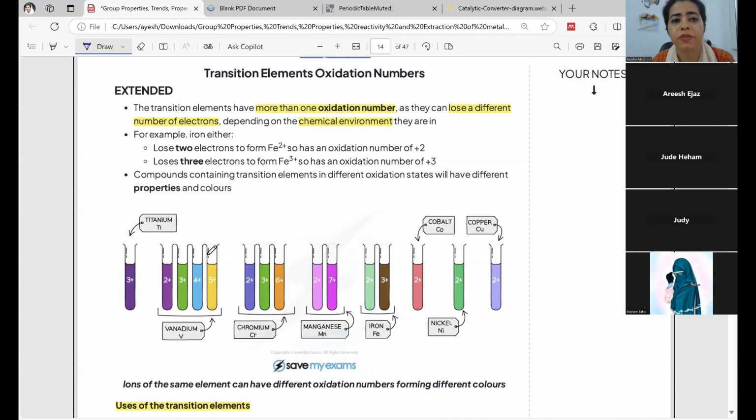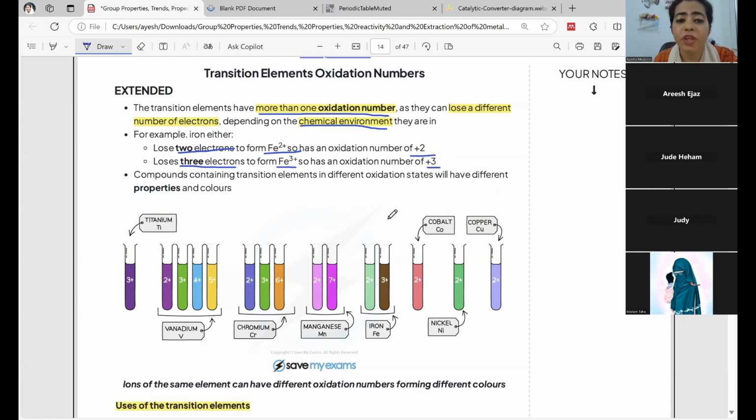So here is a little explanation of the oxidation state: more than one oxidation number. They can lose a different number of electrons depending on their environment. Environment means the other reactant. If iron is in one type of reactant, it will lose 2 electrons and make +2, meaning the oxidation number is +2. If it can lose 3 electrons, maybe there is another reactant helping the iron to lose 3 electrons, then it will get the +3 charge, so the oxidation number is now +3. So iron can have a +2 charge or a +3 charge, depending upon the condition, the other reactants and the chemical environment.